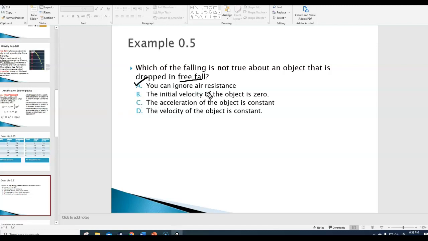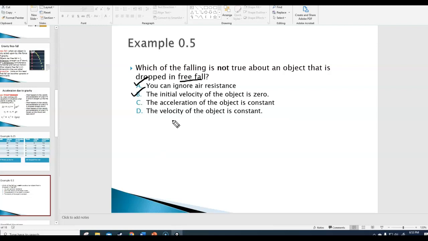B says the initial velocity of the object is 0. So think if you drop an object, okay, so let's say you hold like a ball or something in your hand, before you let it go, it's not moving. Okay, it's at rest, meaning its velocity is 0. So that means when you drop it, as it leaves your hand, the initial velocity is going to be 0 because it wasn't moving before you let it go. So B is also a true statement.